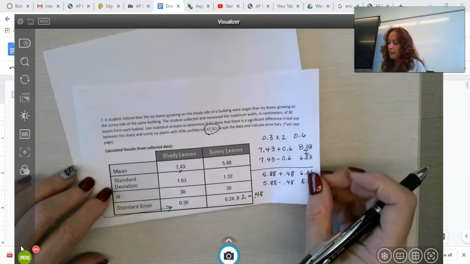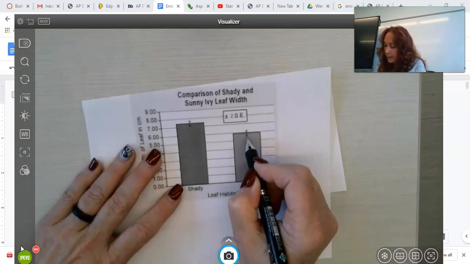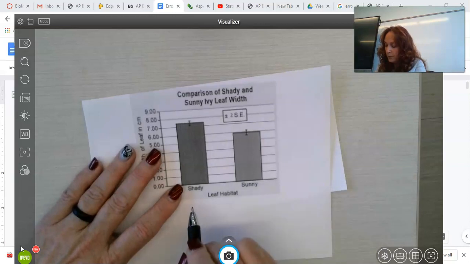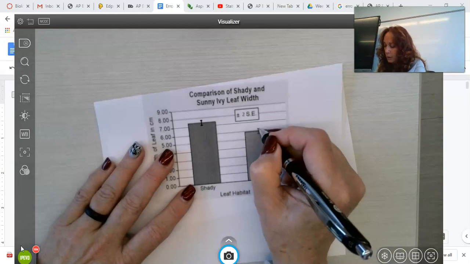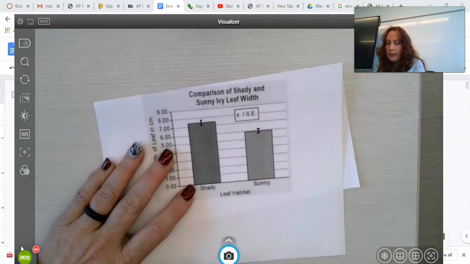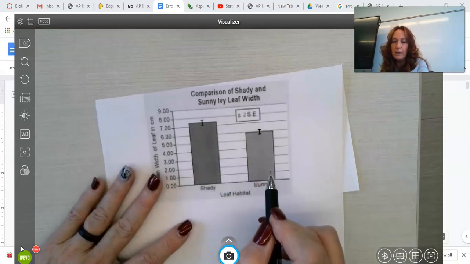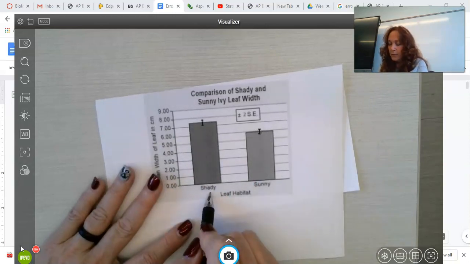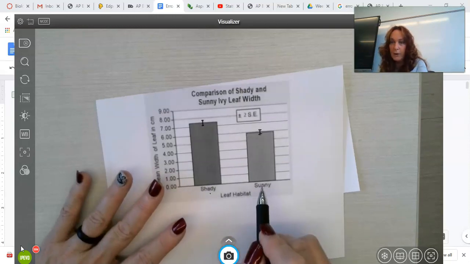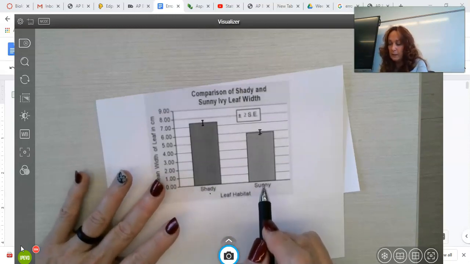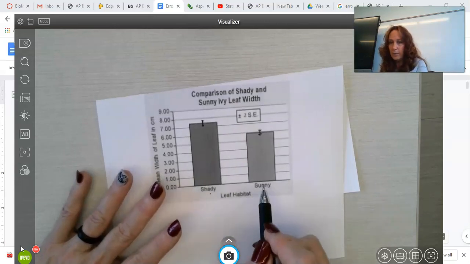Okay, so they graph them here, and that's what you get with the error bars. They're tight. The standard errors are small. So at this point, the real question is: is there a difference between the condition of shady and sunny? That's what they're asking, always. These two things that you're comparing, are they different from one another?